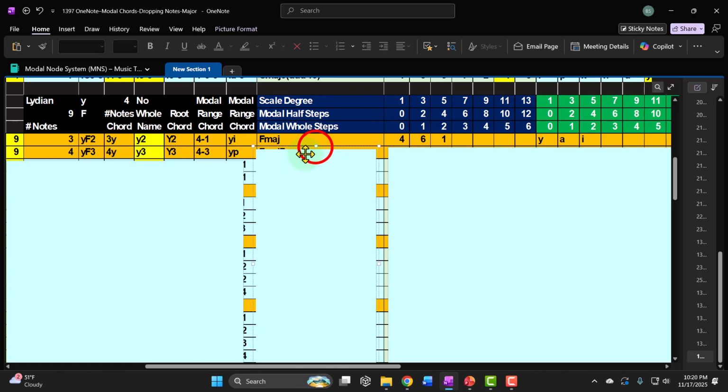Now, if I add another note, that would be an F major 7. So here's the F major 7. And so now we have same idea. The 7 for the Lydian is still 11 notes away.